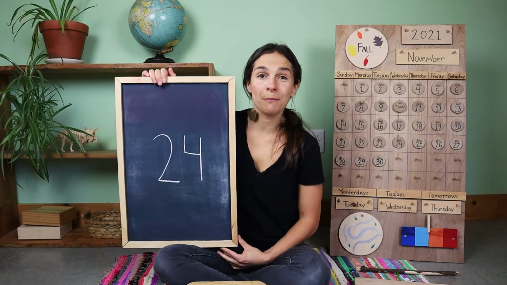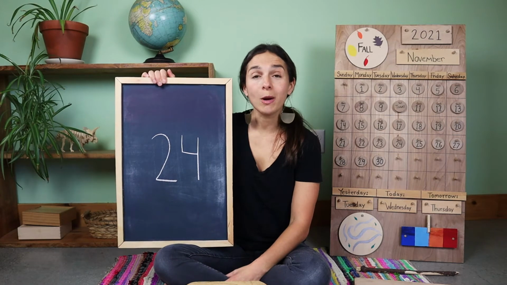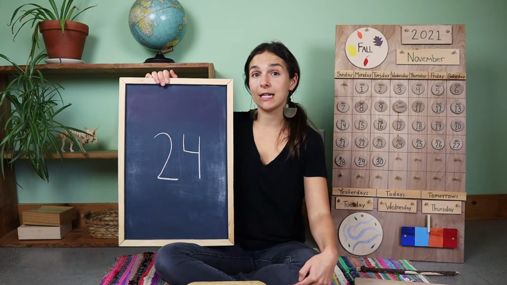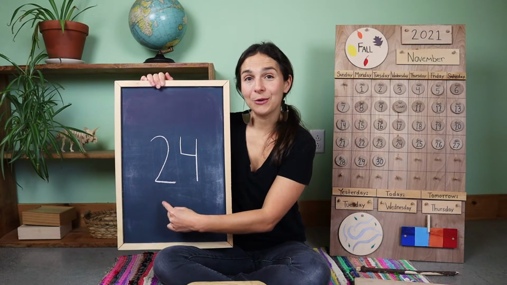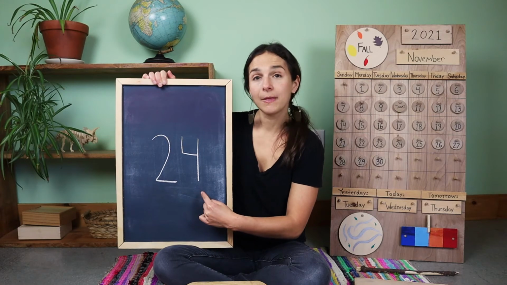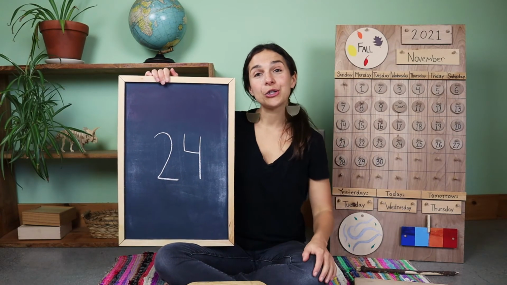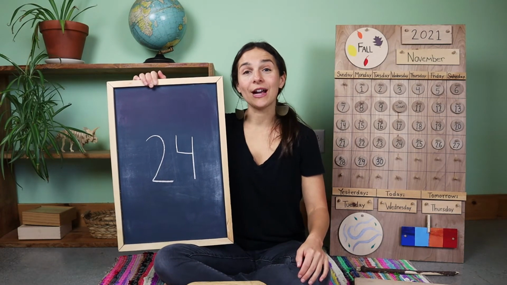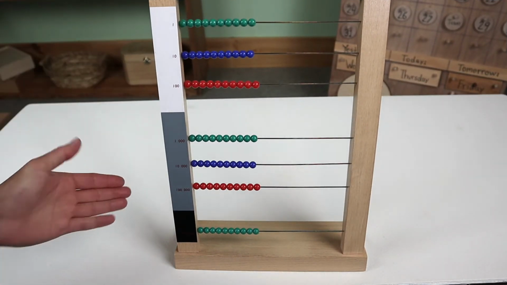Let's move on to the number of the week. This double digit number is the number 24, but you have to write two numbers when you write the number 24. First, you write the number 2, and then you write the number 4. 2, 4, 24. Let's count the number 24 together using the large bead frame. This is how you count the number 24, using the large bead frame.